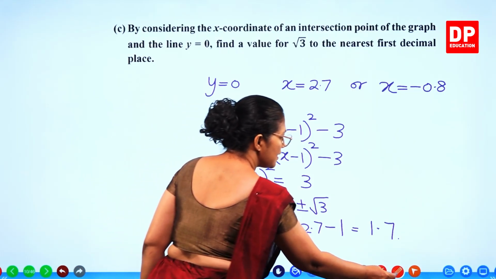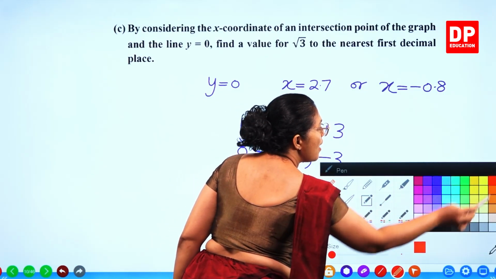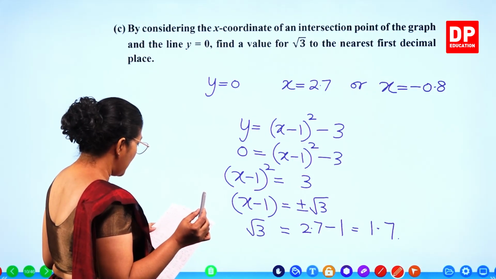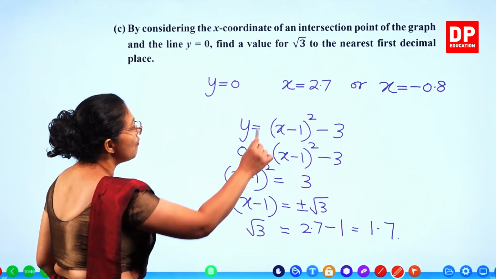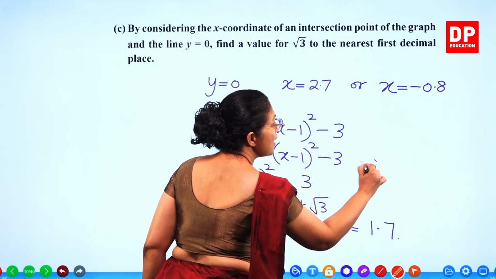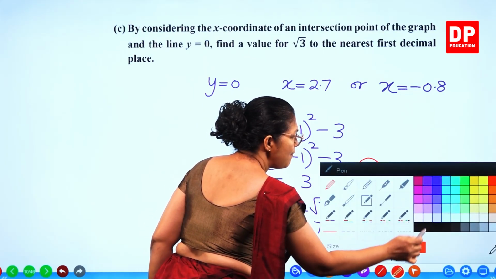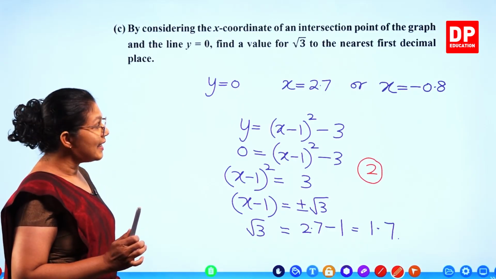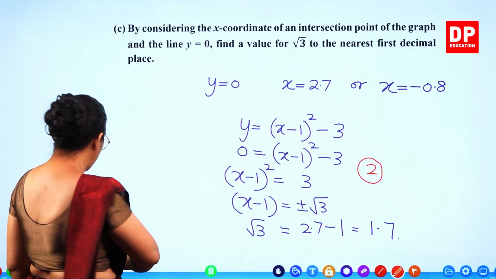So let's give the other marks. According to this marking scheme, you get 2 marks for this part. So altogether, how many marks did we give? We gave 10 marks for the first question. Let's take the second question now.